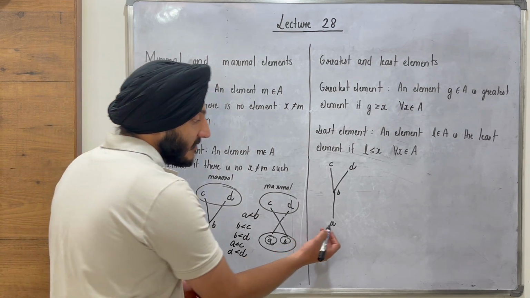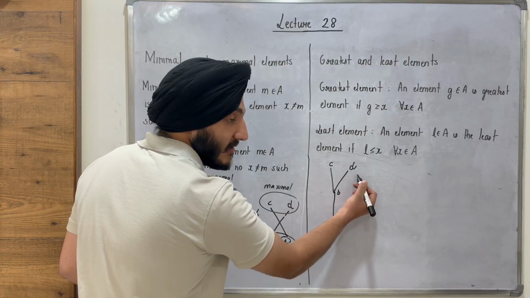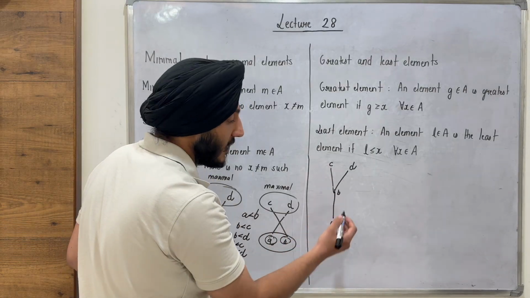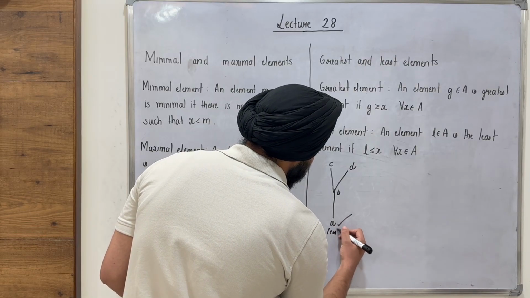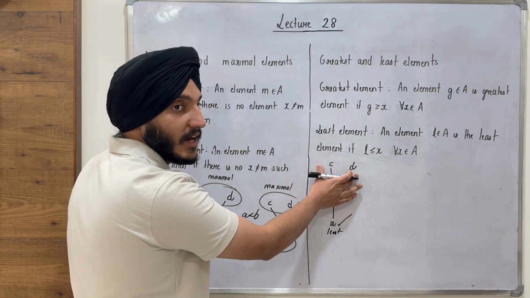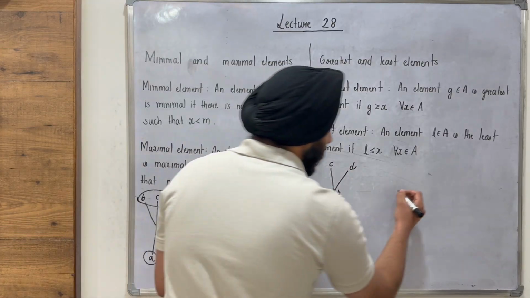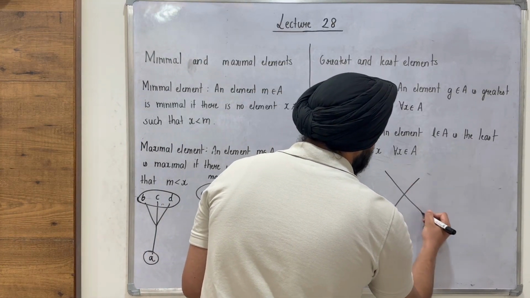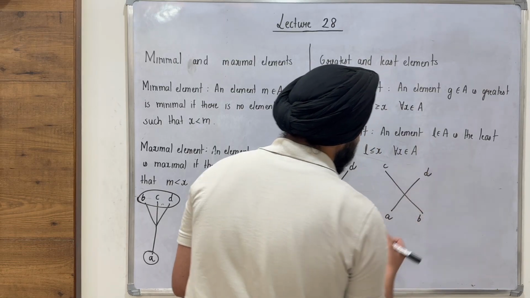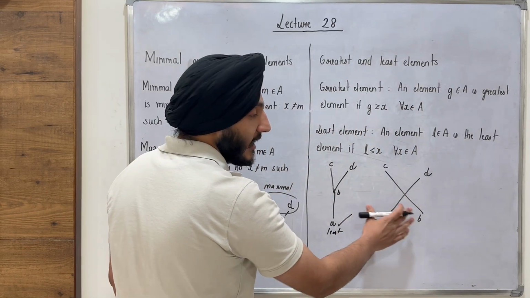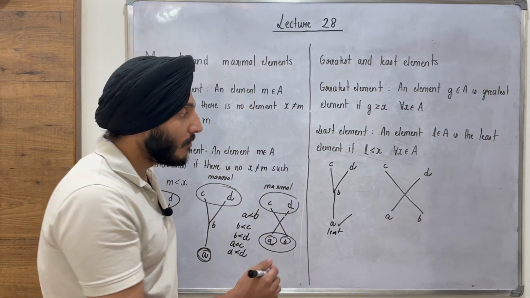In this case, I see A is less than B, A is less than D, A is also less than C, right? So I can say A is the least element. But do you think there is any greatest element? The answer is no. Let's take a look at another example, right? Let's say I have this A, B, C, and D. Do you think there is any greatest element? The answer is no. Why?